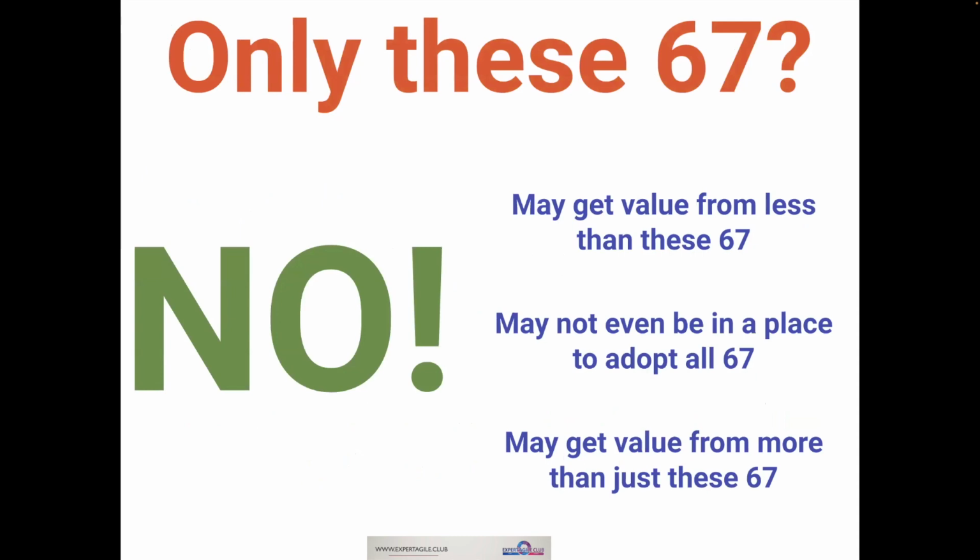The other thing is, is it only these 67? I wish I could have made that note to completely engulf the entire screen, right? You may get value from less than 67. We're just trying to say 67 still might be too many. You may not even be in a place to adopt all 67. And so one of the principles in DA is to be pragmatic. So we need to balance what we can actually adopt and be successful with, measure that it's working for us, or maybe we need to look to a different option. We might also get value from more than these 67.